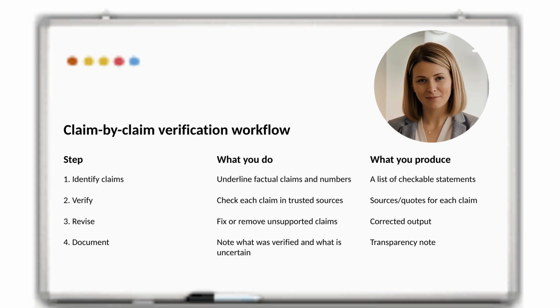Step 4 is document. Under What You Do, it says to note what was verified and what is uncertain. This step is about transparency. You keep a brief record of what sources supported your claims, and you also note anything you could not confirm. Under What You Produce, it says transparency note. That is a short statement or set of notes that explains your evidence trail. In healthcare administration, this matters because decisions can affect quality, safety, compliance, and finances.